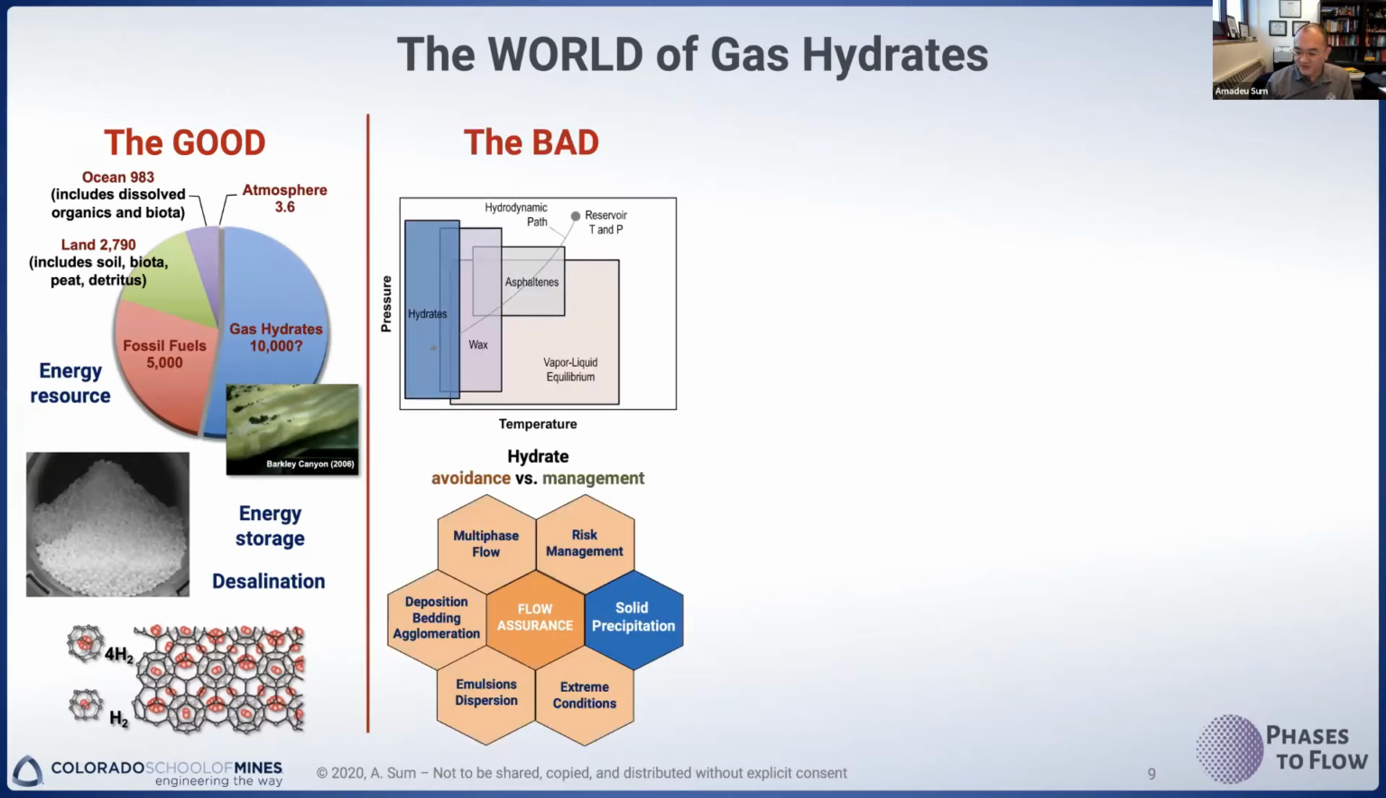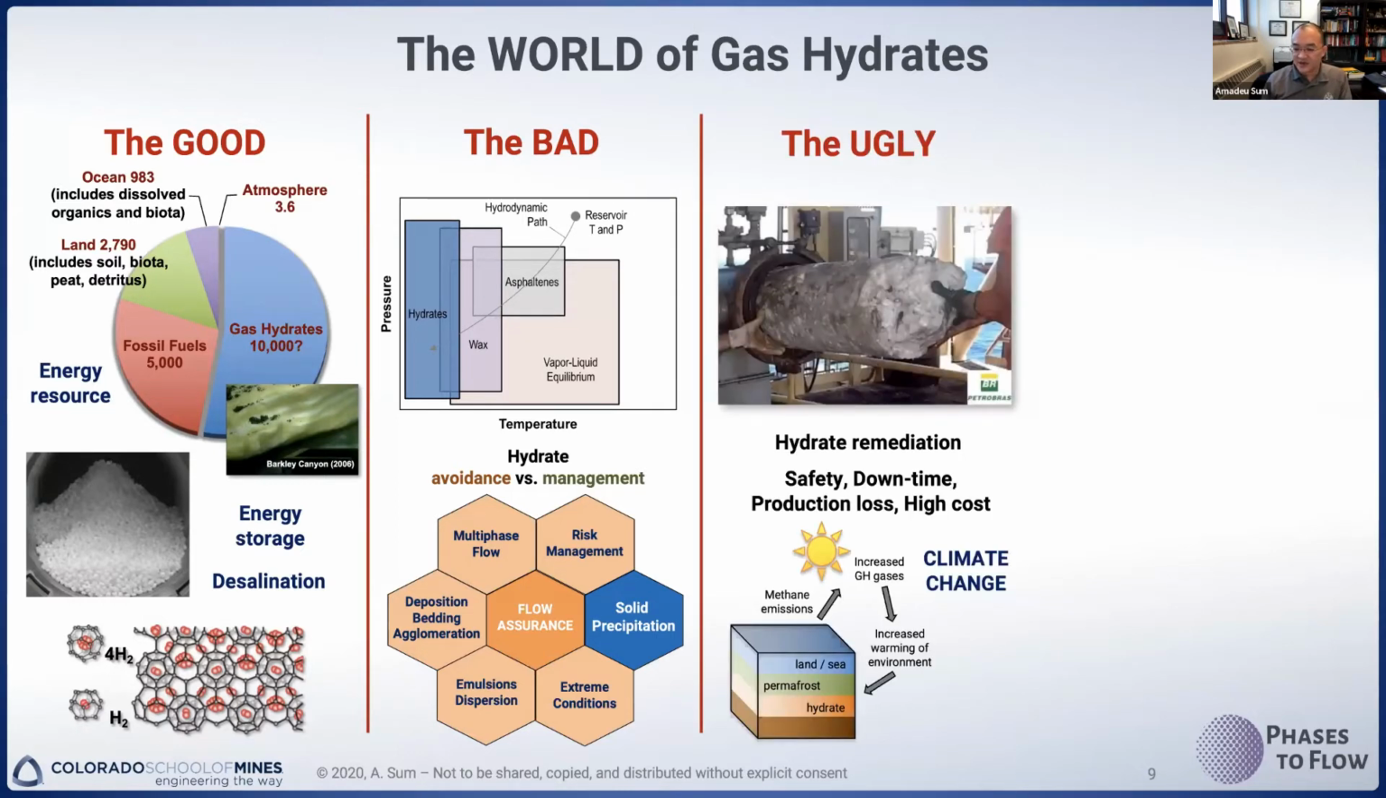We have the bad side of the hydrates that's related to how it impacts mostly oil and gas production. It's a flow assurance issue, one of the areas that we work very intensively, and that's a solid precipitation problem. So that's what I say, it is the bad. We have the ugly side of hydrates that has to do with the problems that it actually causes in the flow lines, creating these plugs.